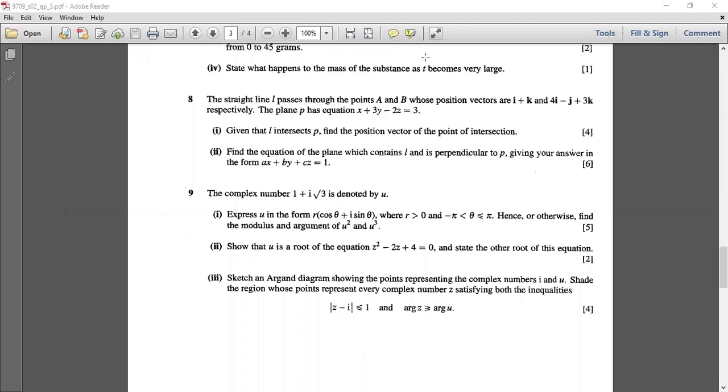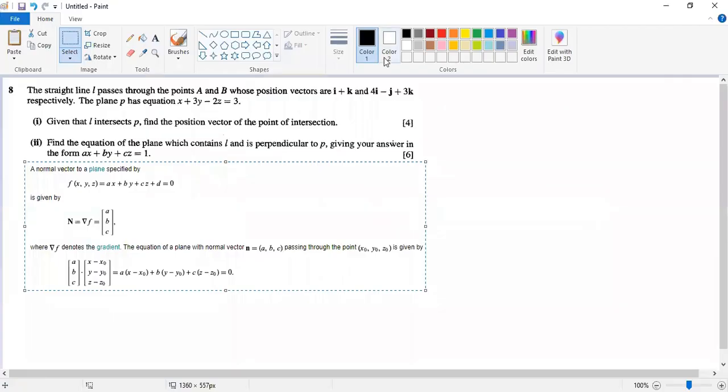Okay, let's begin with question number 8. I'm going to move the question to the whiteboard, please. The straight line L passes through points A and B, whose position vectors are i plus k and 4i minus j plus 3k respectively. And the plane P has an equation x plus 3y minus 2z equals 3. Given that L intersects P, find the position vector of the point of intersection.